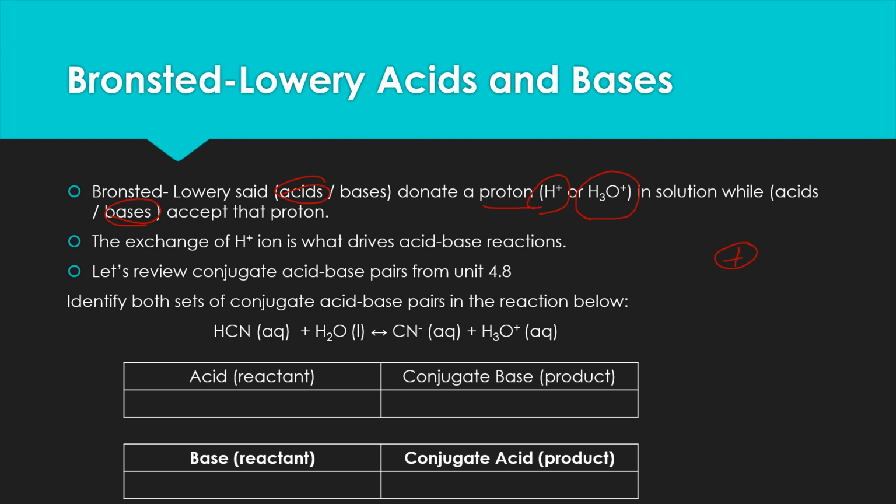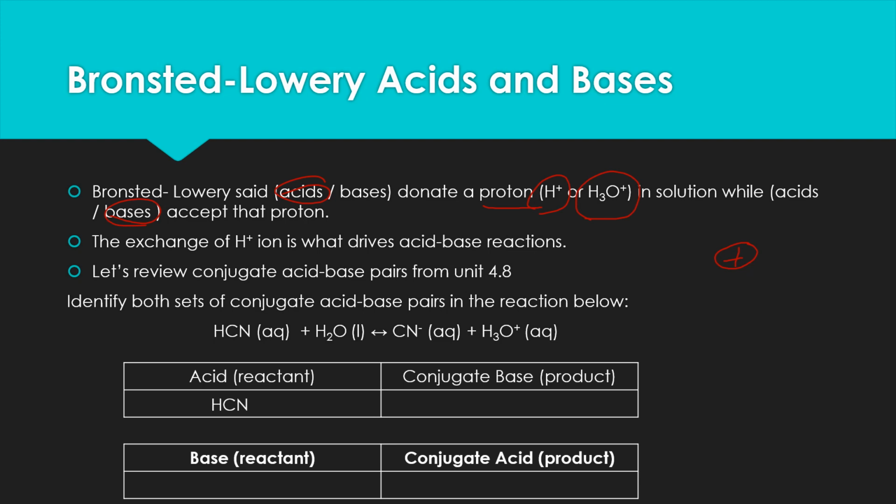So let's review conjugate acid-base pairs from Unit 4.8. So this is looking back at Unit 4, what we finished at the end of last semester, and how we can see how acids and bases behave in a reaction and identify the acid and the base and their conjugates, okay? So if we have an acid, it's going to be our reactant. So again, the definition of an acid is the one that donates or gives away a hydrogen. If we look at this reaction, we've got HCN, and that becomes CN-, so it got rid of its hydrogen. So that is our acid.